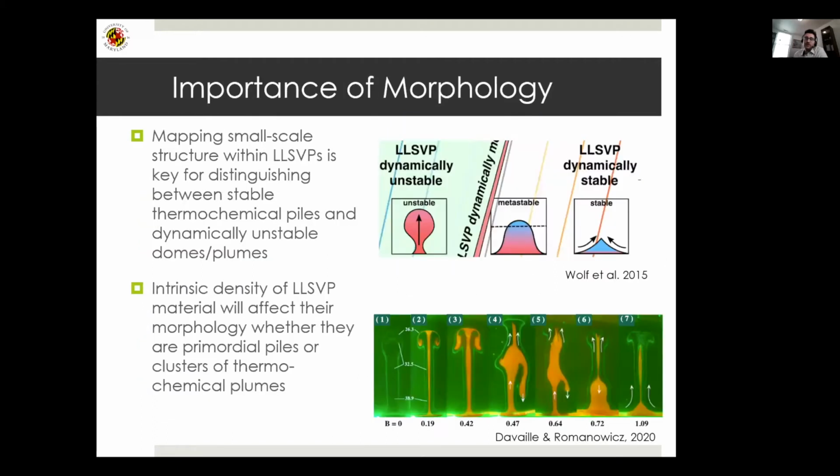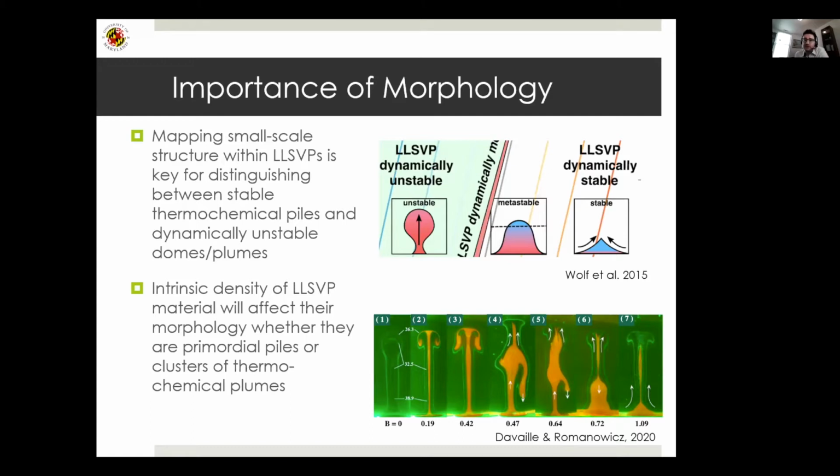And it turns out that the key to sorting out what's going on, in my opinion, is the morphology of these guys. So mapping the small scale structure within the LLSVPs is key for distinguishing between stable scenarios, like piles, or dynamically unstable domes or plumes.